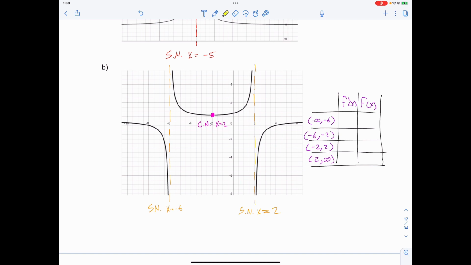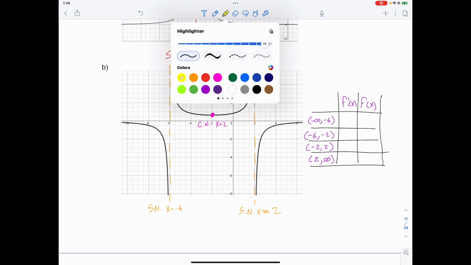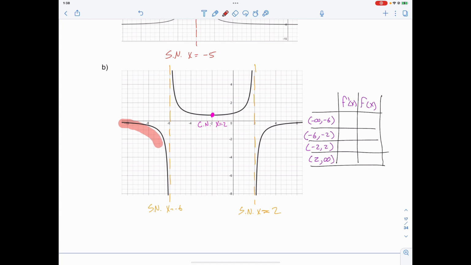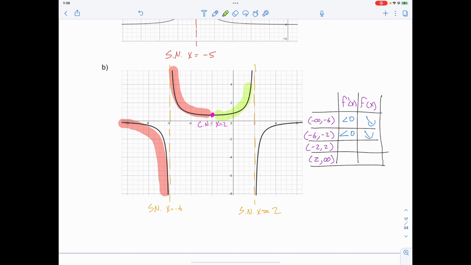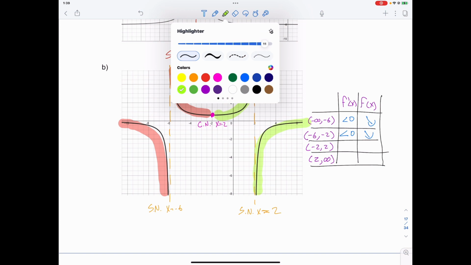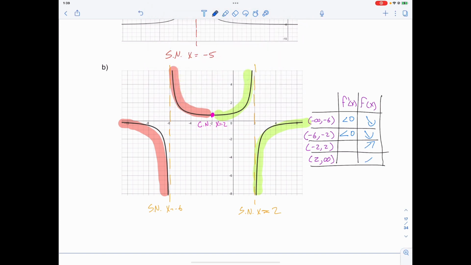So we can see when we take a look at this that in the first region it is decreasing. In the second region it is decreasing as it moves from left to right, which means that this is going down. This is going down, which means that this is less than 0 and this is less than 0. In the third region, it is increasing, and then once again here, it is also increasing, which means that this is going up, this is going up, this is greater than 0, and this is greater than 0.